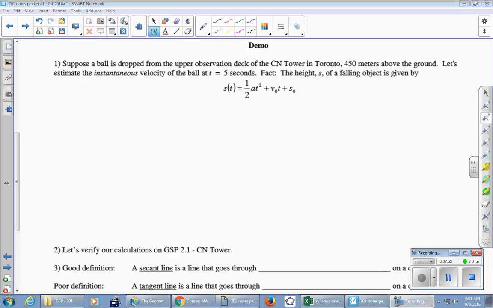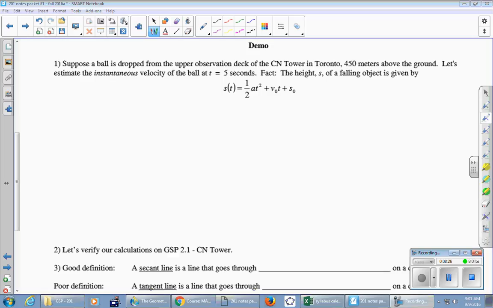This is quite similar to the last question of the zombie problem, which not everybody saw, but the last question asks for the instantaneous velocity of one of these zombies 2 hours in or something like that. And so we're going to do the same idea here, but this is a falling ball. Here's a fact from physics. The height s of a falling object is given by this fancy formula. S of t, where t is the time, is 1/2 a t squared plus v sub 0 times t plus s sub 0. What does a stand for?